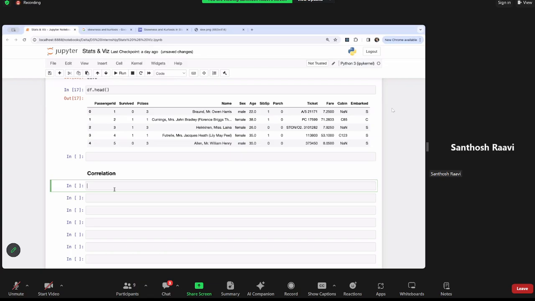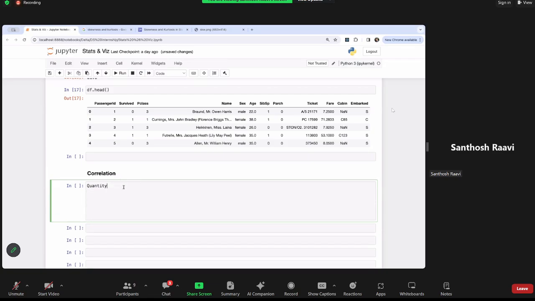Means you are having some variables. Say for example, the first variable is price or quantity, and the second variable is quantity, and this one 2 times quantity. Okay, you have done something to that particular quantity.